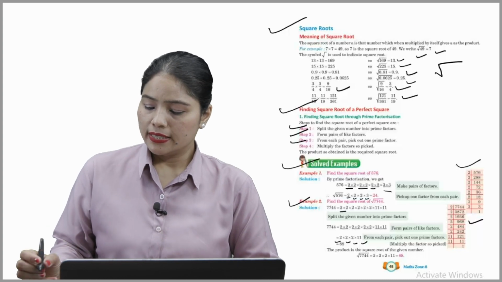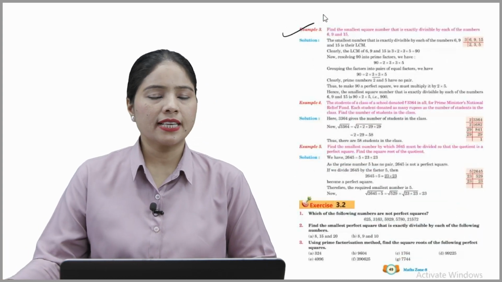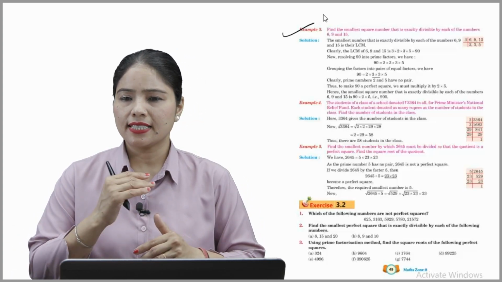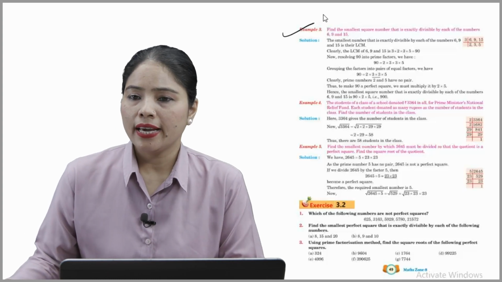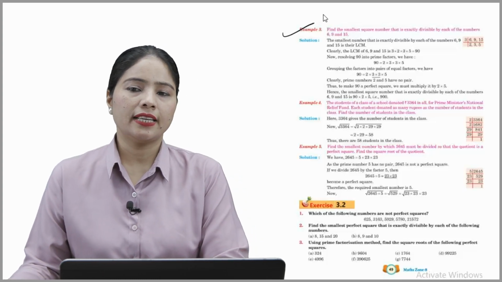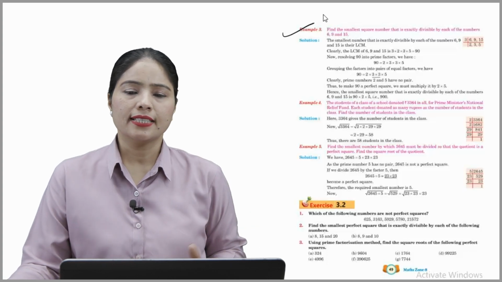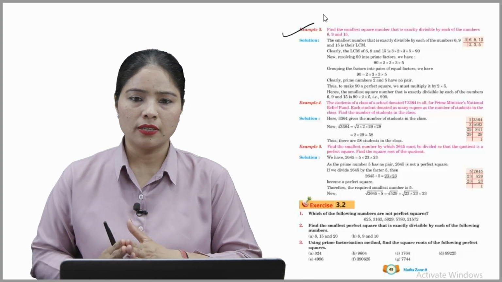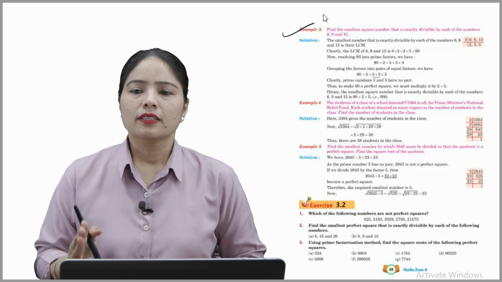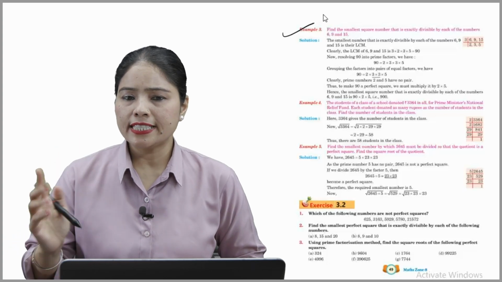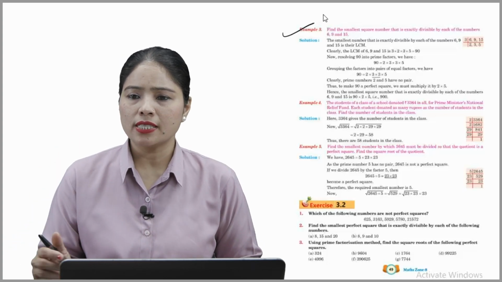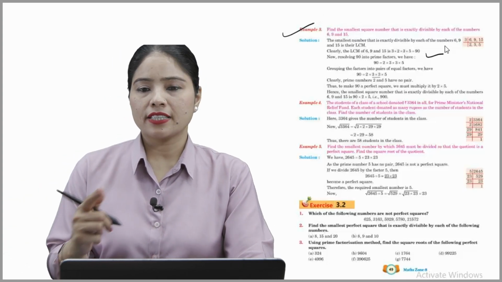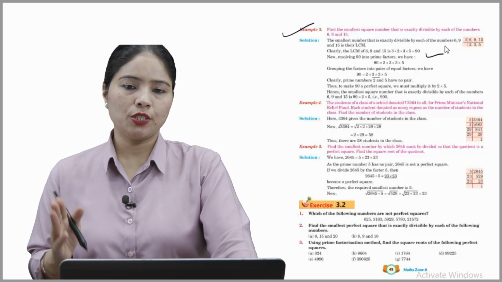So now move on to the next example, which is example 3. Find the smallest square number that is exactly divisible by each of the numbers 6, 9 and 15. The smallest number that is exactly divisible by each of the numbers 6, 9, 15 is their LCM. So clearly the LCM is 90. Now resolving 90 into prime factors, we have 2 into 3 into 3 into 5.